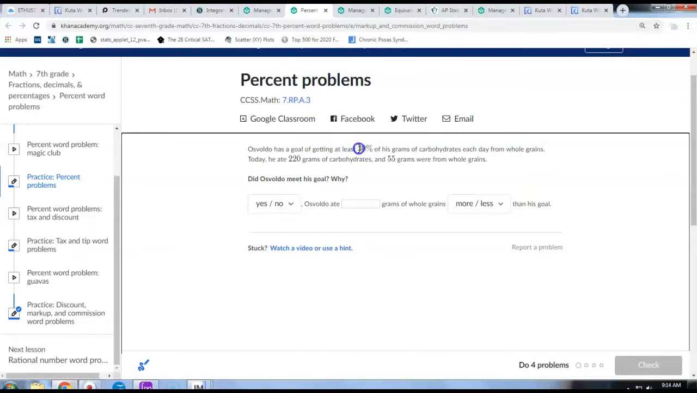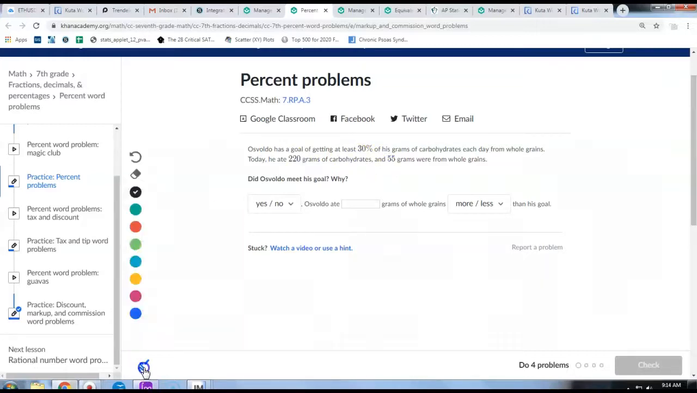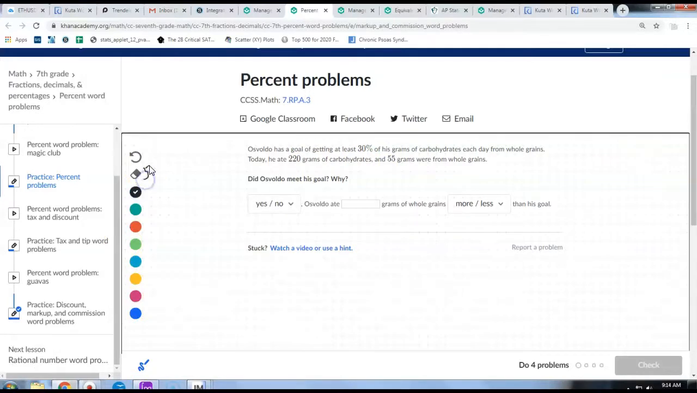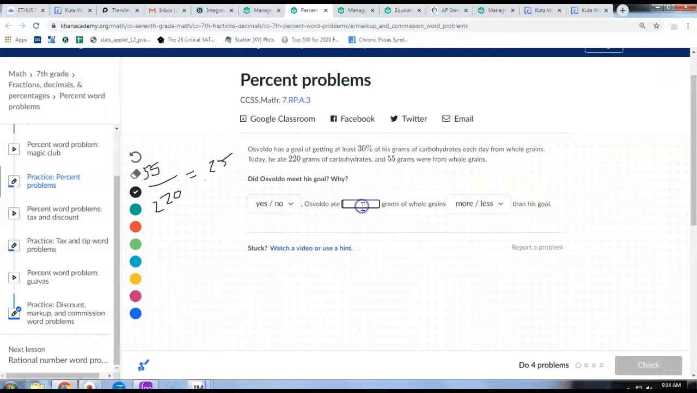Osvaldo has a goal of getting at least 30% of his carbs from whole grains. Today he got 55 out of 220. So let's see what percent that is. So we're going to do 55 divided by 220. That is 0.25. So he did not meet his goal.